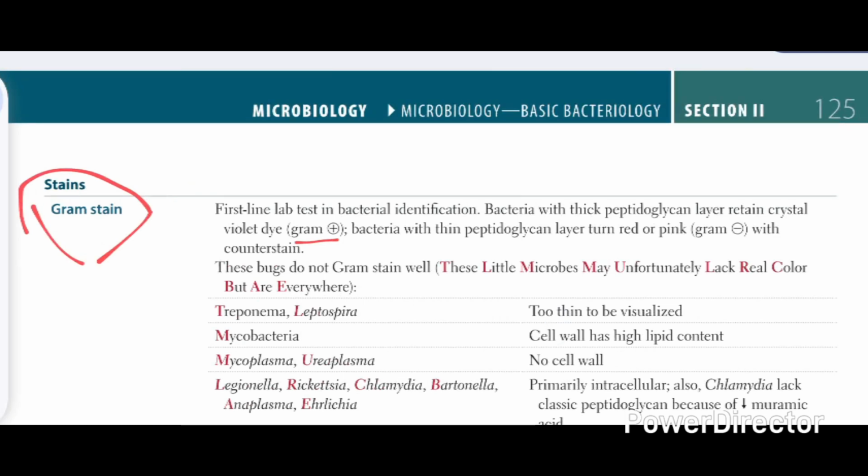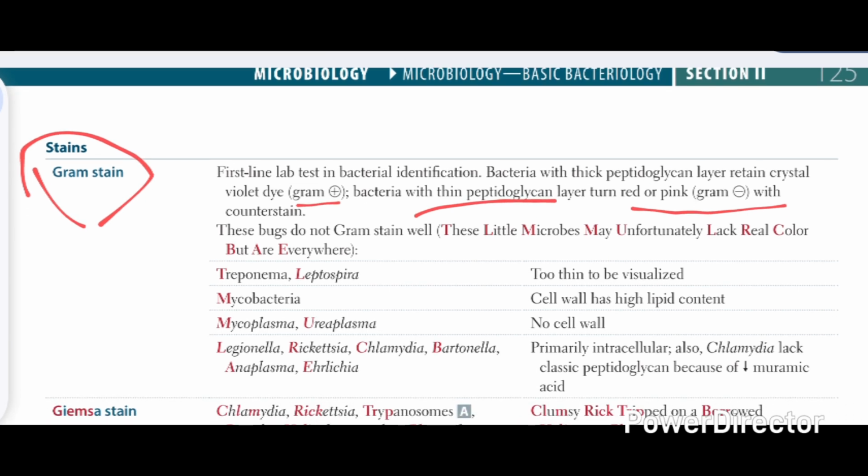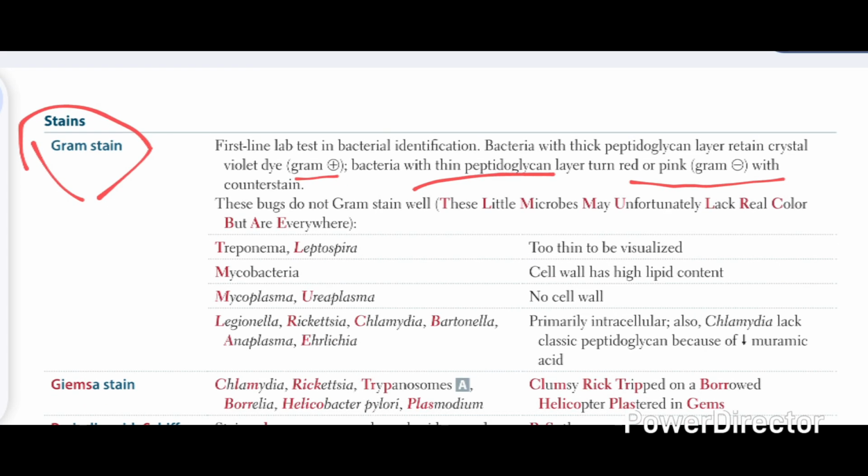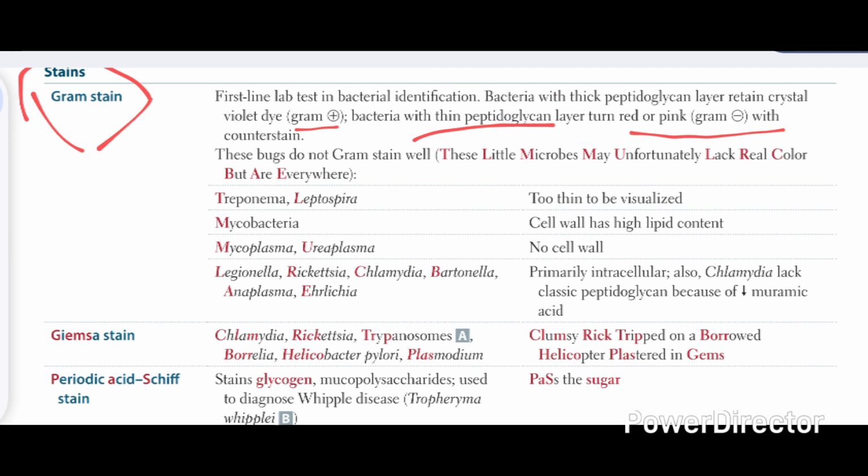Whereas bacteria that contain a thin peptidoglycan layer turn red or pink and do not retain the dye within their cell wall or cell membrane, and hence they are termed gram-negative bacteria. Here you can see a short mnemonic for those organisms that do not gram stain well. These microbes may unfortunately lack real color but are everywhere. They have different reasons for not staining or staining poorly with the gram stain.